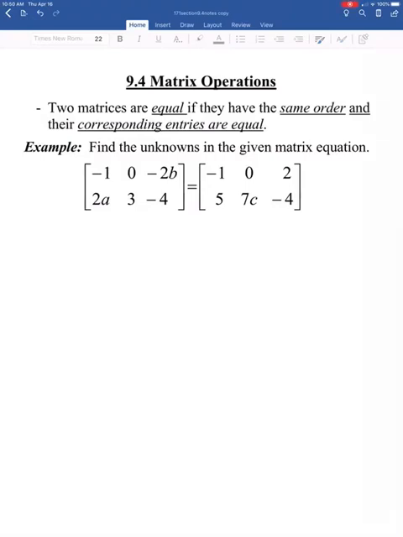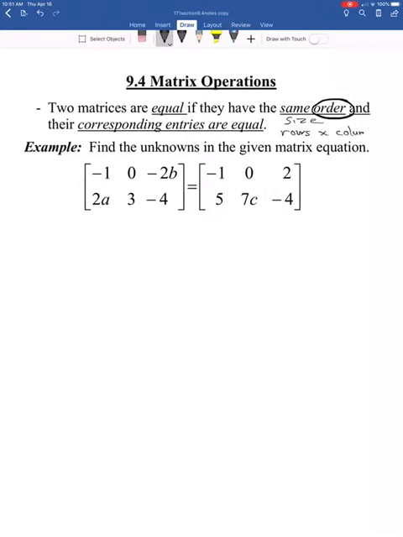All right, we're going to look at our next section here as we're looking at matrix operations. It says two matrices are equal if they have the same order and their corresponding entries are equal. So we're looking at matrices. Now, when we talk about order, the order is the size of the matrix. So I want to make a note of that. Order is the size. And we do size with rows by columns. All right, rows by columns.